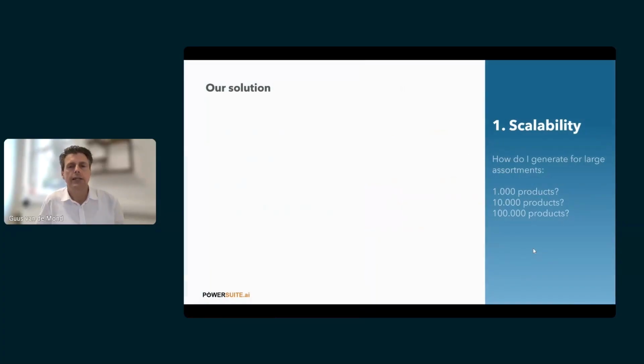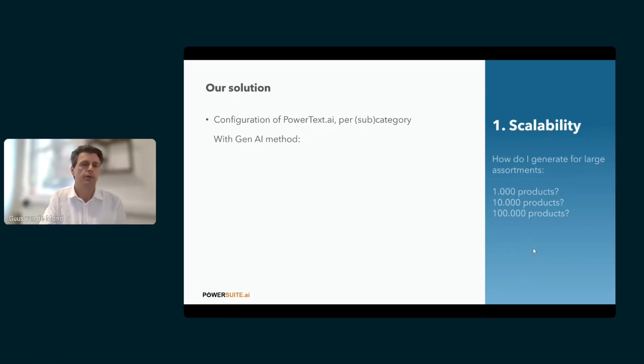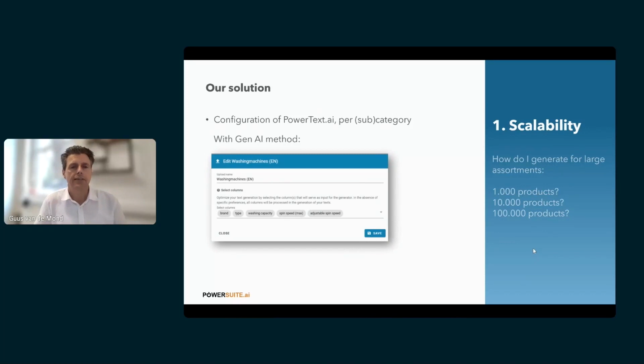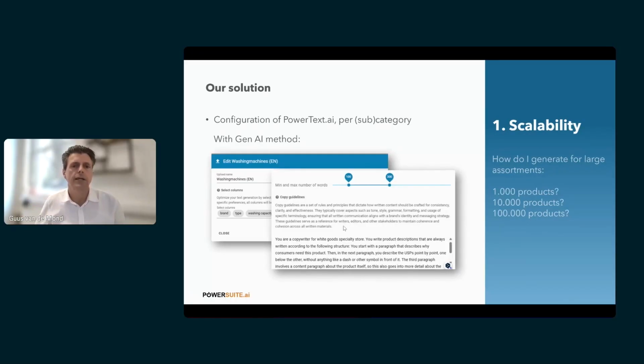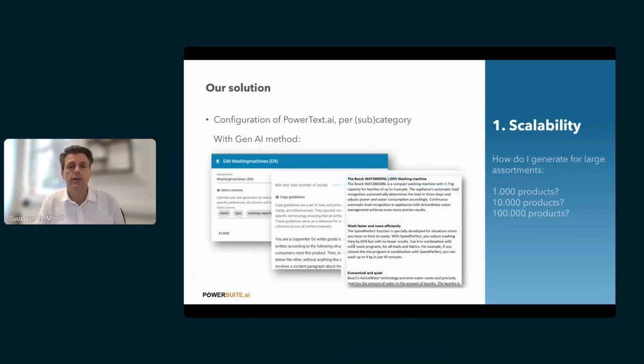Firstly, scalability. What we can do is configure our PowerText solution to give certain instructions for each product category. There are 2 methods within PowerText. The first is the Gen AI method. And indeed, here I can specify for my data, in this case, for example, for washing machines, I want these features to be the most important. And I also give a profile where I provide instruction on how my text should actually look. So I can configure this by category, which allows me to scale up for each category.